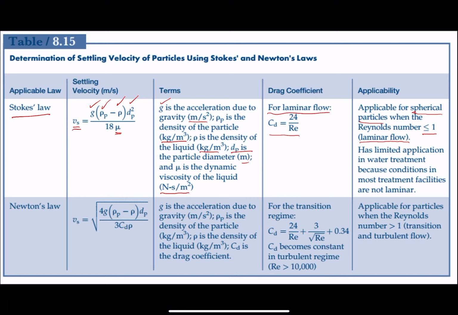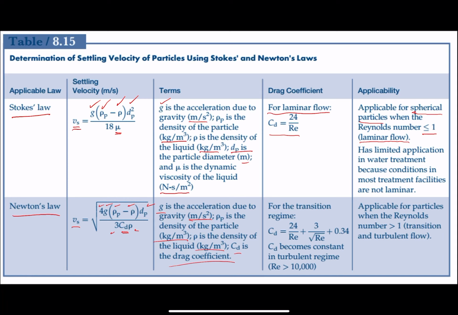Let's look at the next one, Newton's law. Of course, settling velocity equals the square root of 4g times density of the particle minus density of the fluid times diameter of the particle over 3 CD times the density of the liquid. If you took water resources, you know what CD is. As we said, g is meter per second square, density of the particle, kilogram per meter cube, density of the fluid, kilogram per meter cube, and CD is the drag coefficient.